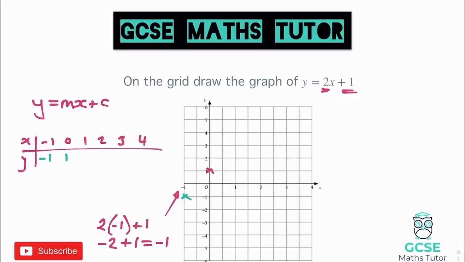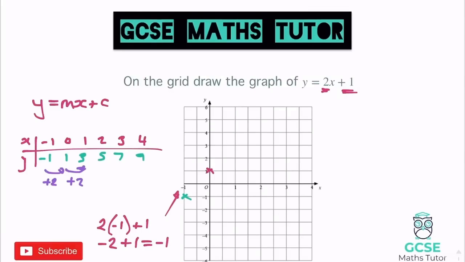So double 1 is 2, add 1 is 3. And you can start to see there's a little bit of a pattern emerging. Okay, between all of these points, if you have a look from -1 to 1, that is adding 2. From 1 to 3, that's also adding 2. So actually all we need to do is keep adding 2. So add 2 to 3 is 5, add 2 again is 7, and add 2 again is 9.